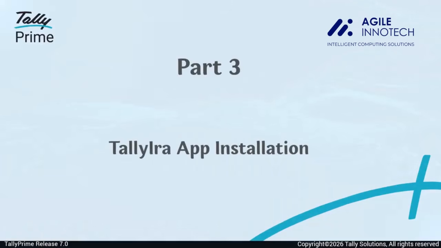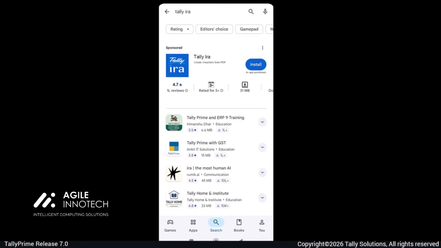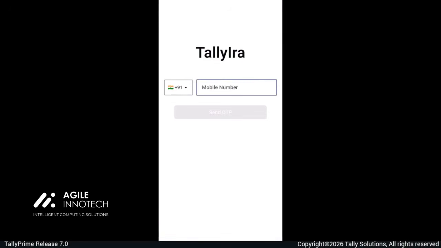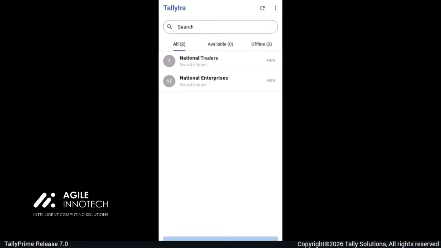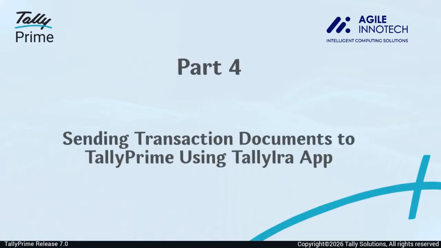Now you and the added users can install the app. Go to the Android Play Store or iOS App Store, search for Tally Era and install it. Open the app and enter the mobile number added in Tally Prime. Enter the OTP. The app is ready to use and you will see your Tally Prime company listed. Now, let's see how you can send transaction documents to Tally Prime using the Tally Era app.